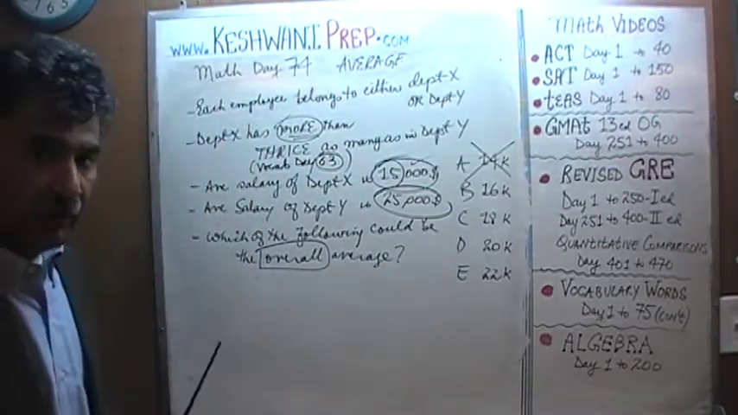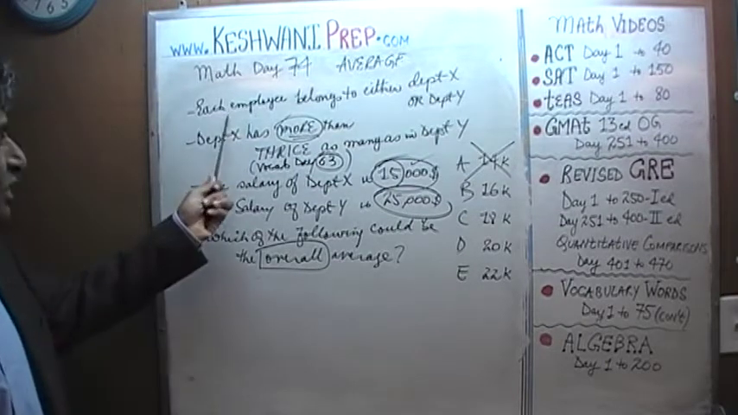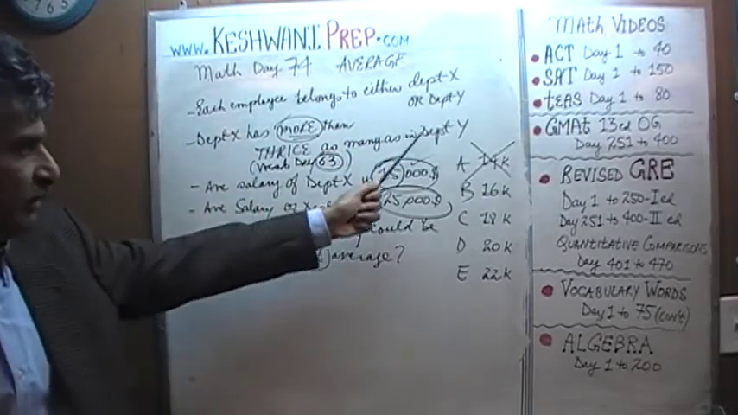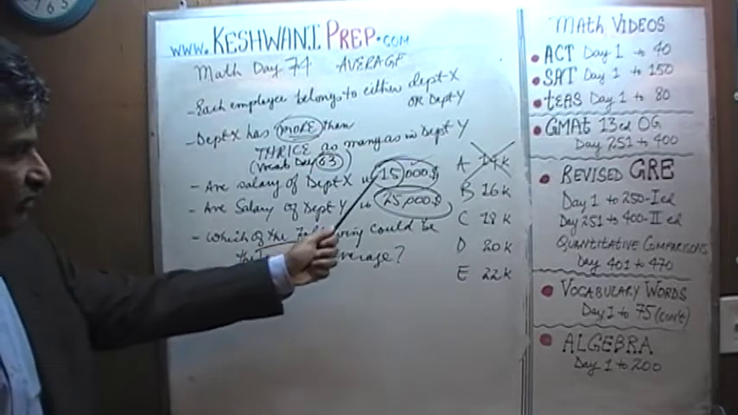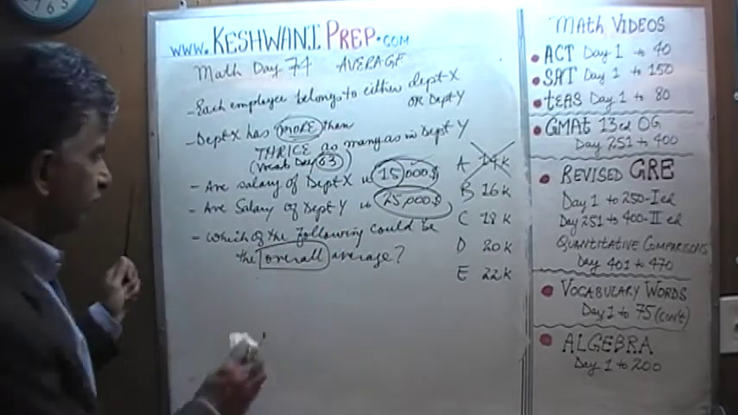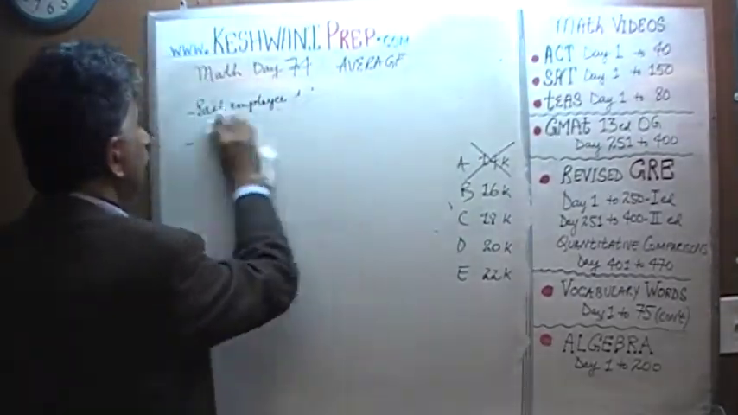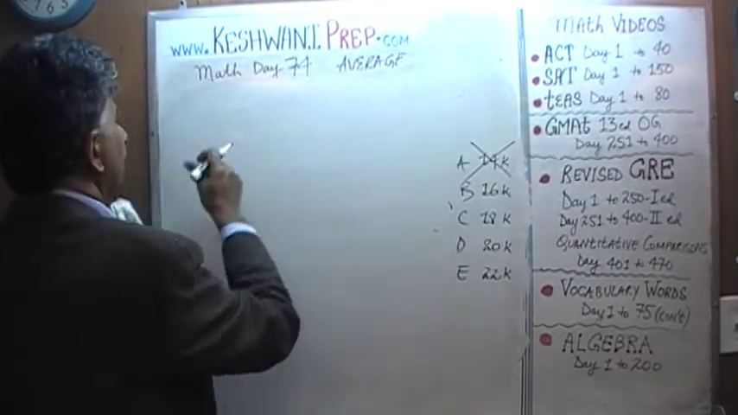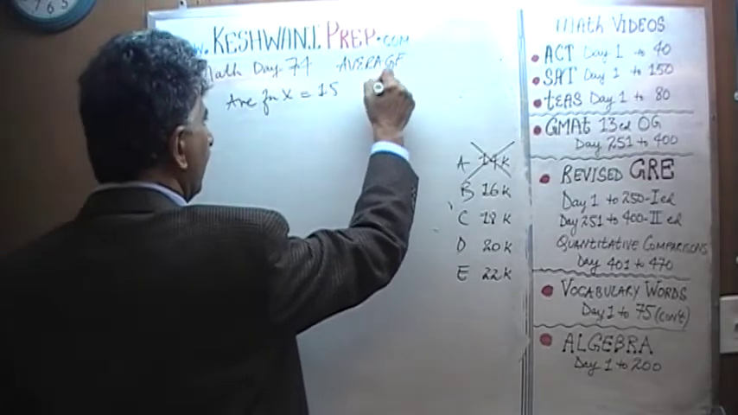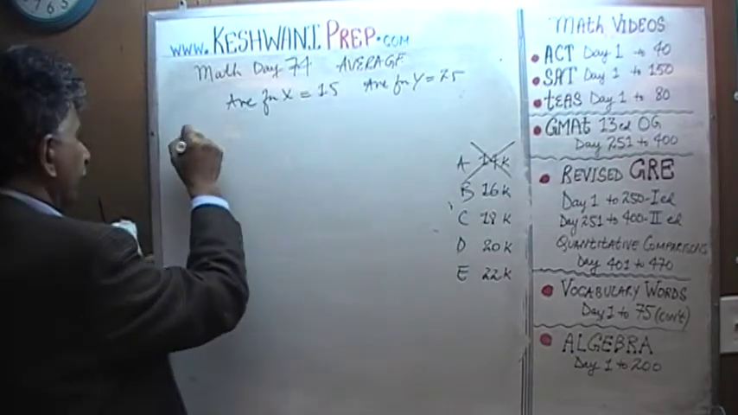I need the room, so I'm going to have to erase everything. I hope you got the problem, all of it thoroughly. Each employee belongs to either Department X or Department Y. Department X has more than thrice as many people as in Department Y. Average salary for X is 15,000. Average salary for Y is 25,000. Which of the following could be the overall average? Let's make a note here. Average for X was 15, average for Y was 25. Let's begin.